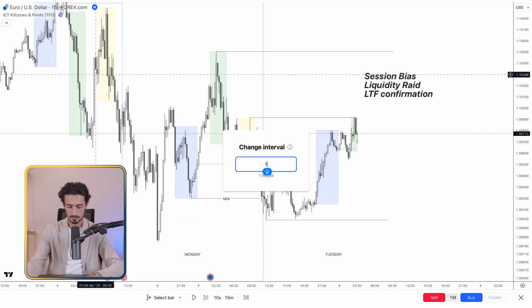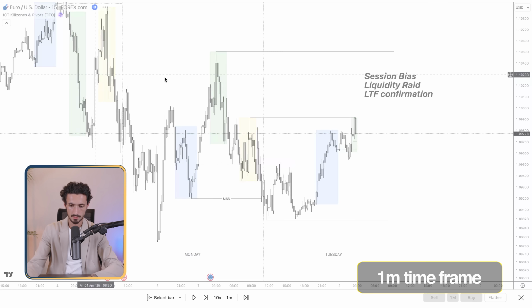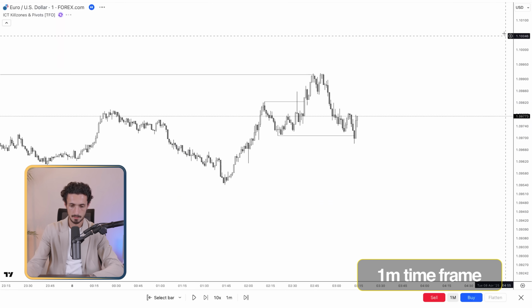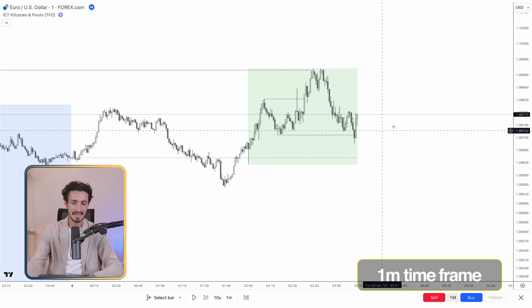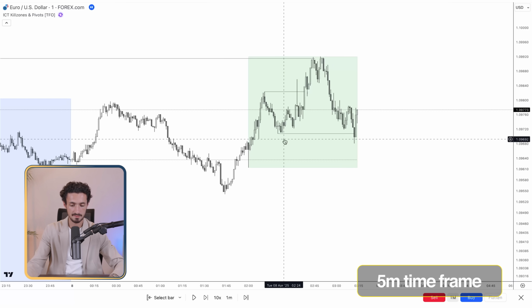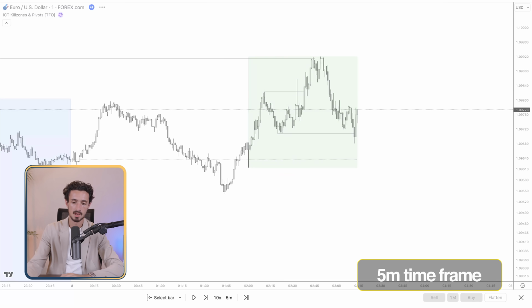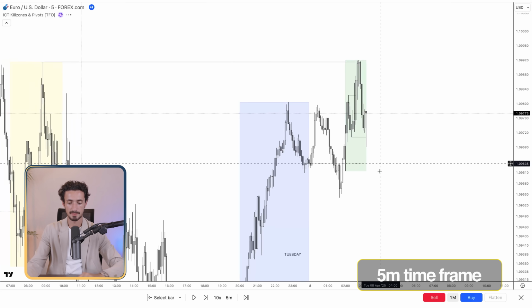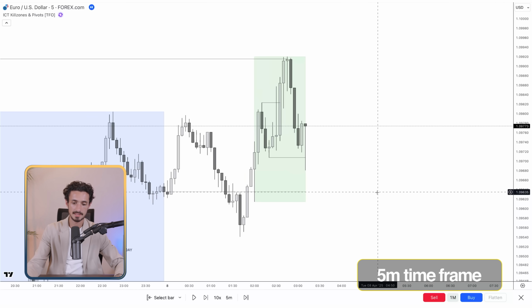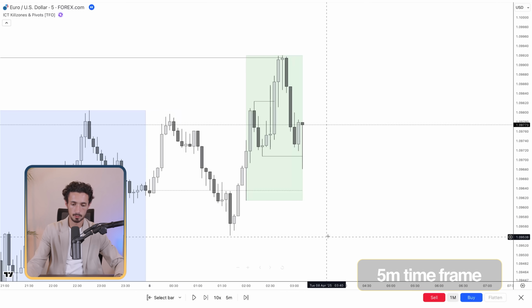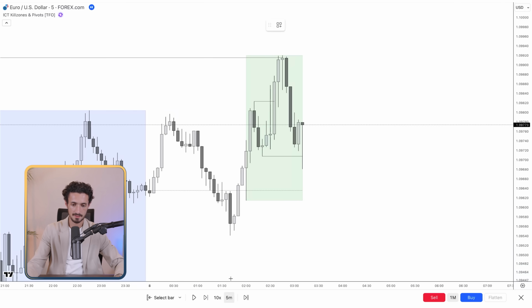So now the 1-minute time frame is bearish. It shifted. Now I need to find an entry. Usually the reason I call this a 5-minute scalping video is because I'm looking for my entry on the 5-minute, usually. And what I'm looking for is a fair value gap or an order block. In this sense, you can see the fair value gap, right?